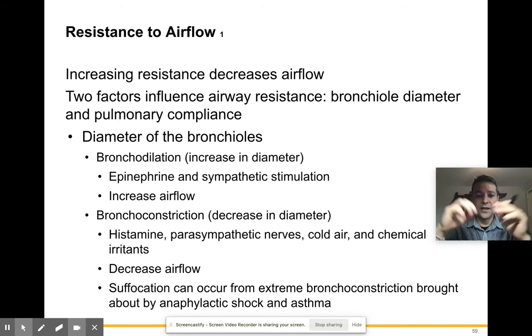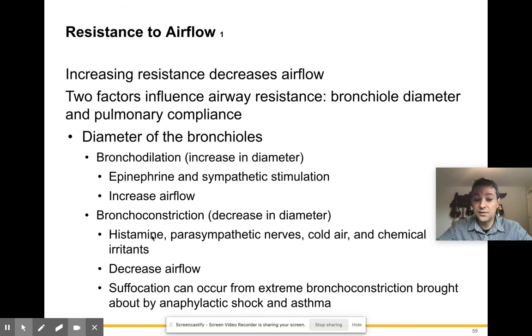The diameter of your bronchioles, or bronchodilation, as you can see here, that's the technical term, bronchodilation. That's the increase in the diameter of your bronchioles. This can occur with the increase of epinephrine, and that will increase your airflow. Bronchodilation will increase the amount of air getting into your lungs. The opposite of that is bronchoconstriction, which is the decrease in that diameter, right? So that's bronchodilation, bronchoconstriction.